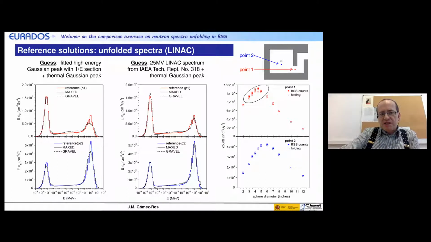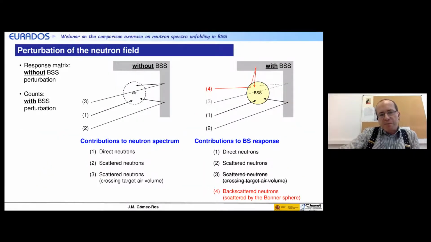We found this small discrepancy in all the cases, both for parametric unfolding and also for spectrum unfolding using an accurate guess spectrum. This can be seen in the figure on the right side, because there are some discrepancies, in particular when we compare the counts and the folding of the spectrum with the response matrix in this region corresponding to the intermediate spheres of the Bonner sphere spectrometer. This is due to the perturbation of the field that is caused by the Bonner spheres. So this is not a problem with the unfolding, but with the condition in which the spectrometer is used.